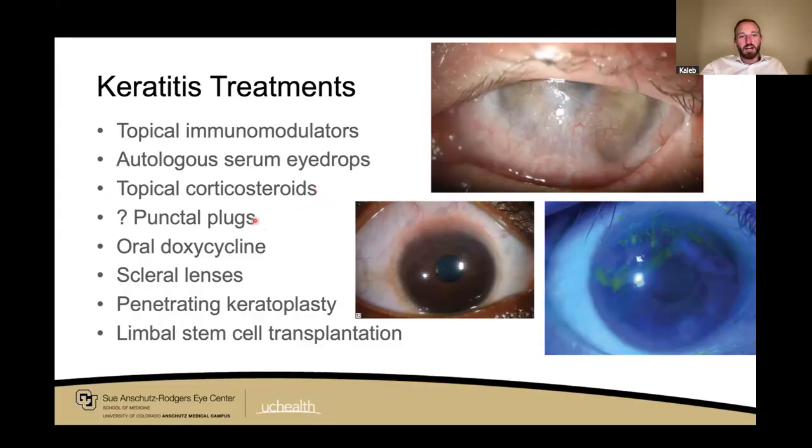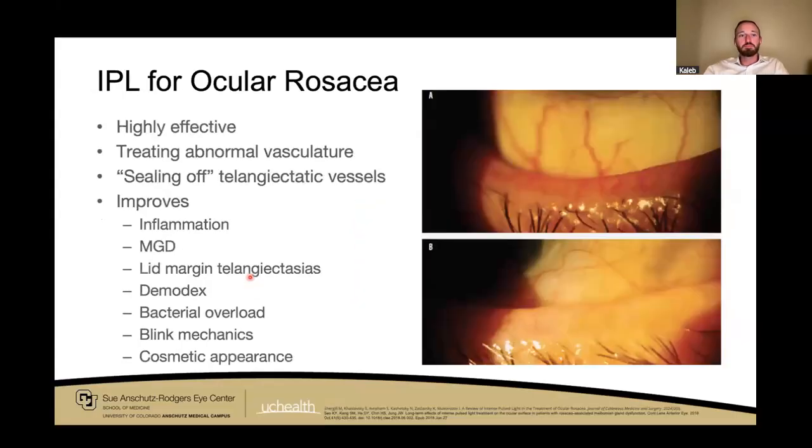Corticosteroids can be helpful. I do not do punctal plugs ever in an ocular rosacea patient. In my experience, at best, it does nothing, but usually it worsens things. Oral doxycycline, and sometimes these patients require scleral lenses, and that can be very helpful for them. The gold standard for ocular rosacea is IPL, though.